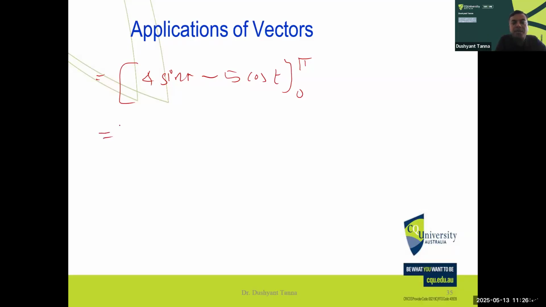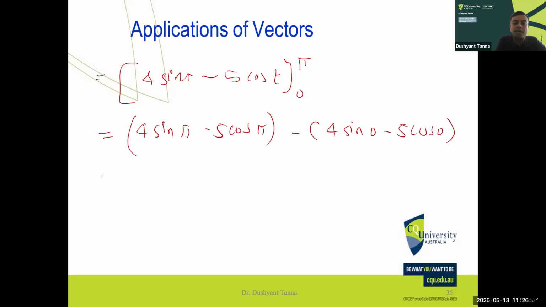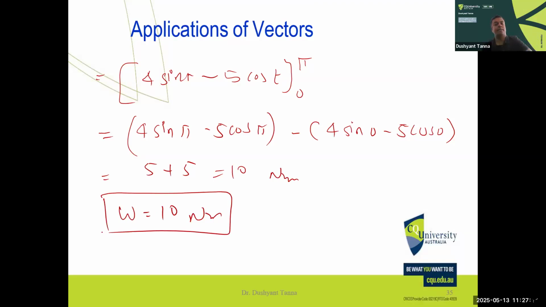So that's all integration done. Plug in the values: 4 sine pi minus 5 cos pi, minus 4 sine 0 minus 5 cos 0. Okay, sine pi is 0, cos pi is minus 1, so that's 5. That's a 0, that's a 1, so 5 plus 5, because that's 0, and that will give you 10 newton meters. So the work done is 10 newton meters. That's it.